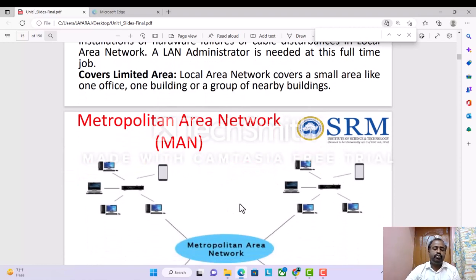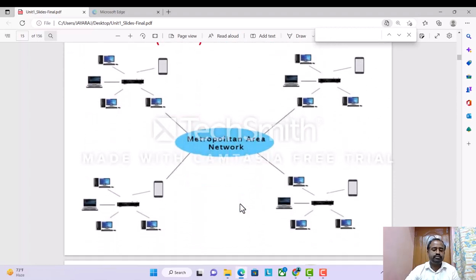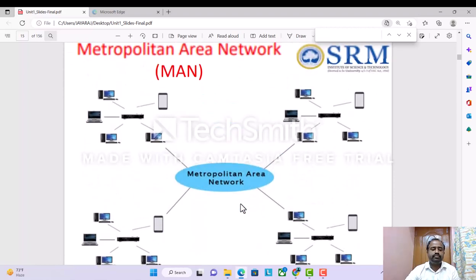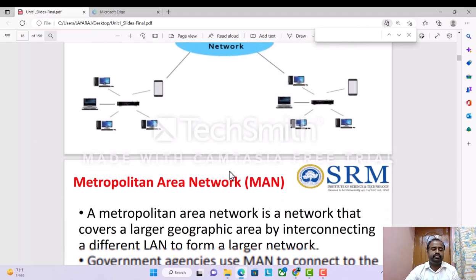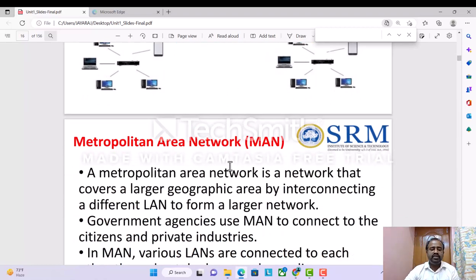Then metropolitan area network, MAN. We will have a network device. From that, the connection is established, the devices are connected to it, and finally it will be formed into a network, which we call a metropolitan area network. So the difference between LAN and MAN is that a metropolitan area network covers a large geographical area. For example, a LAN is connecting a building.